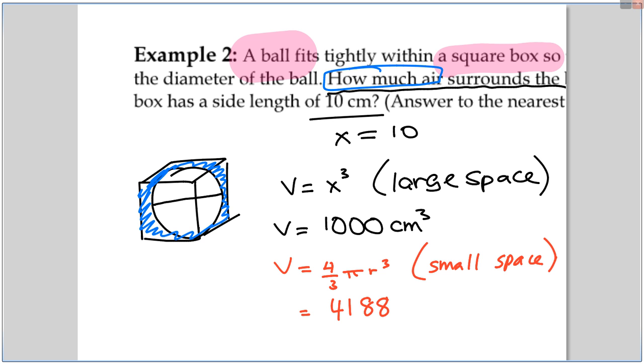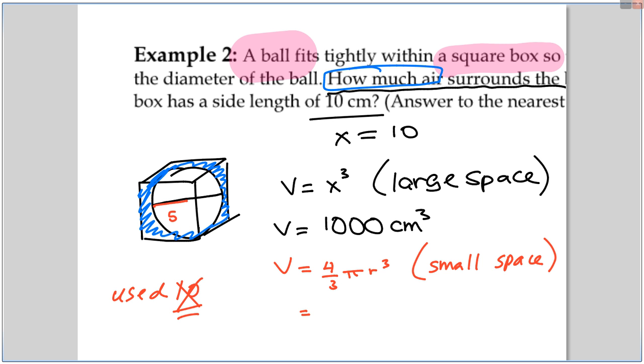Oh, what did I do wrong? I didn't write it down. I said it out loud. I said 10 times 10 times 10. What did I do wrong? I used 10, which is the diameter. That was my fault. What am I supposed to use? 5. Okay. Because I got 4,000, which is bigger than 1,000. That's the small space, so the logic didn't make sense.